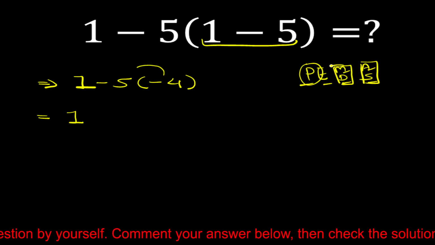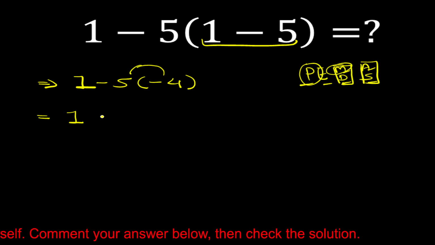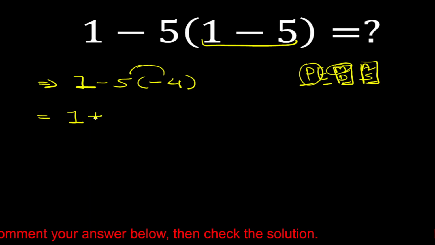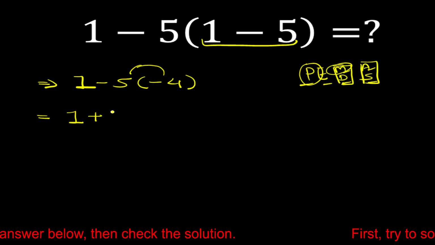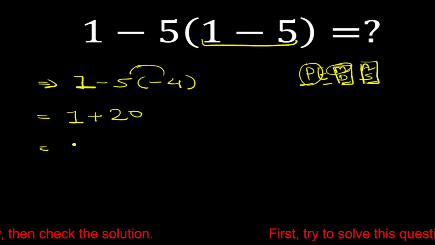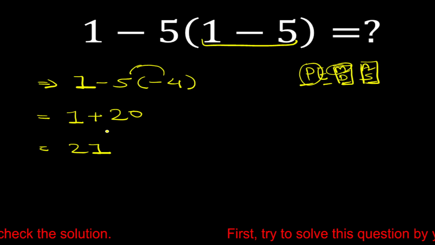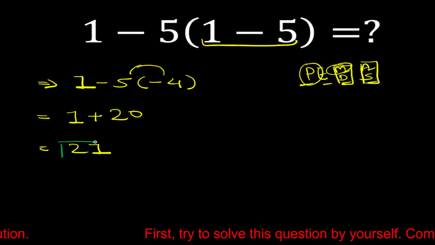Second priority is multiplication. Okay. Minus 4 multiply minus 5 is equal to plus 20, because minus times minus gives plus, and 5 multiply 4 is equal to 20. So 1 plus 20 is equal to 21. So the correct answer is 21. Okay.